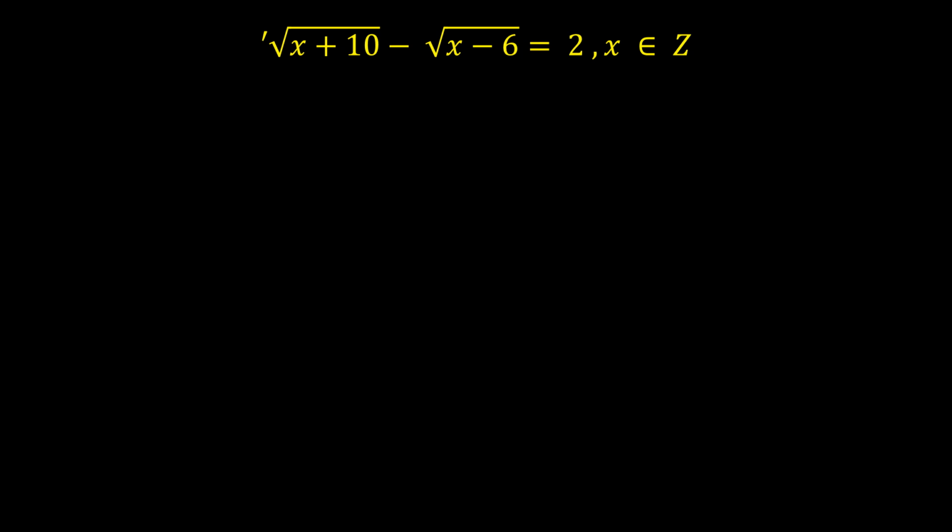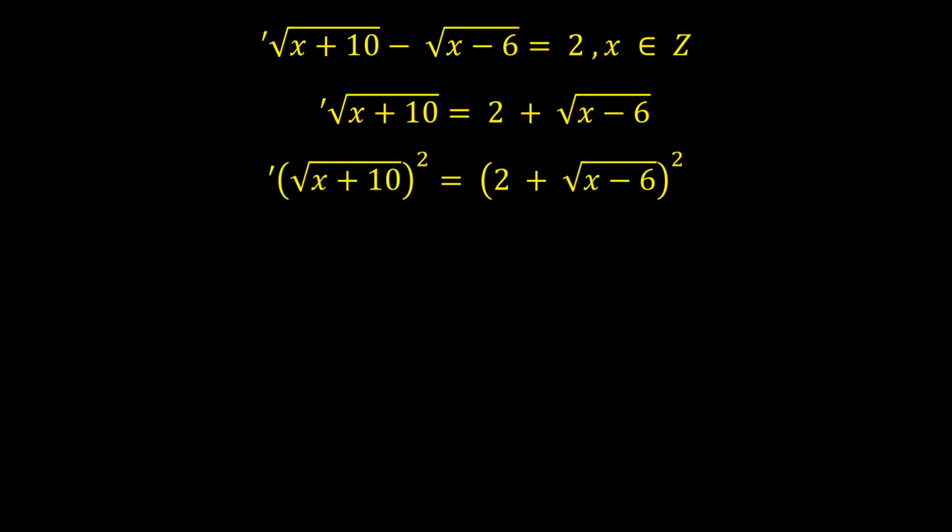The equation is root of x plus 10 minus root of x minus 6 equals 2. Also, x must be an integer. Move the second root to the right side to isolate the first square root expression.